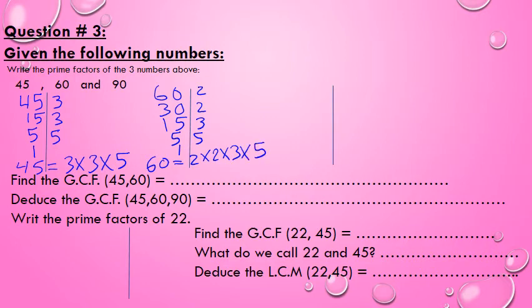Give me please the prime factors, Muhammad, of 90. 90, before 45. By 2, 45. By 3, 15. By 3, 5. By 5, 1.